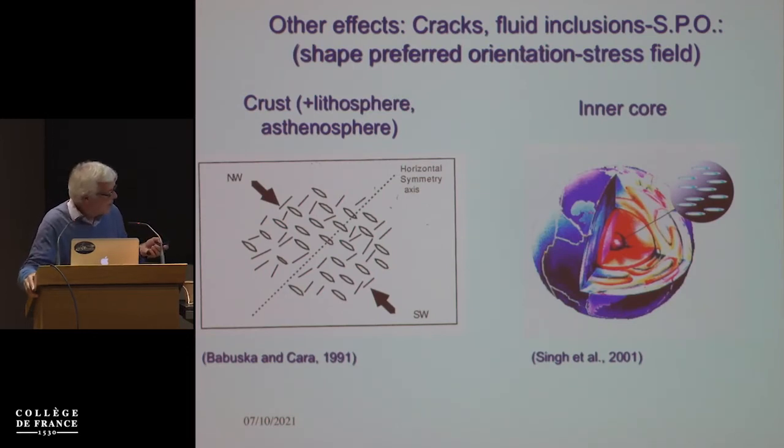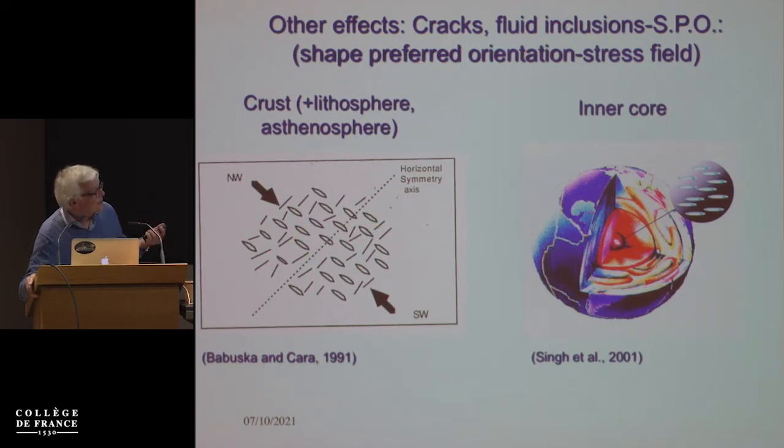Anyway, we have other phenomena, which is what is named the shape preferred orientation, and I show two examples in the crust, but not only in the crust, also in the lithosphere and the asthenosphere. When you have melt, when you have a stress field, you tend to open or to close some fluid inclusions or cracks, and it is very useful for investigating the stress field.